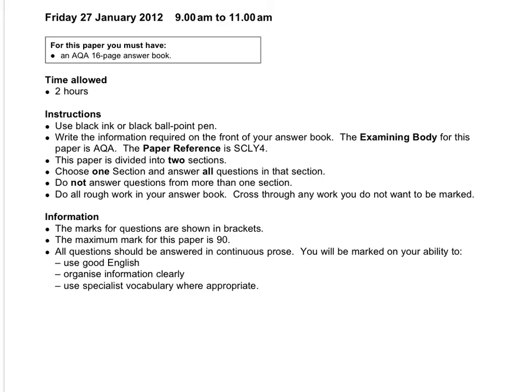When it comes to planning and rough work, I would always suggest you do your plan on the actual question paper itself, because that means you can have the plan in front of you and you don't have to keep on flicking back and forth throughout your answer booklet, so to speak. So I would always suggest to do your plans, ideally, on the actual question paper. If you do any rough work in your answer booklet, cross it out.